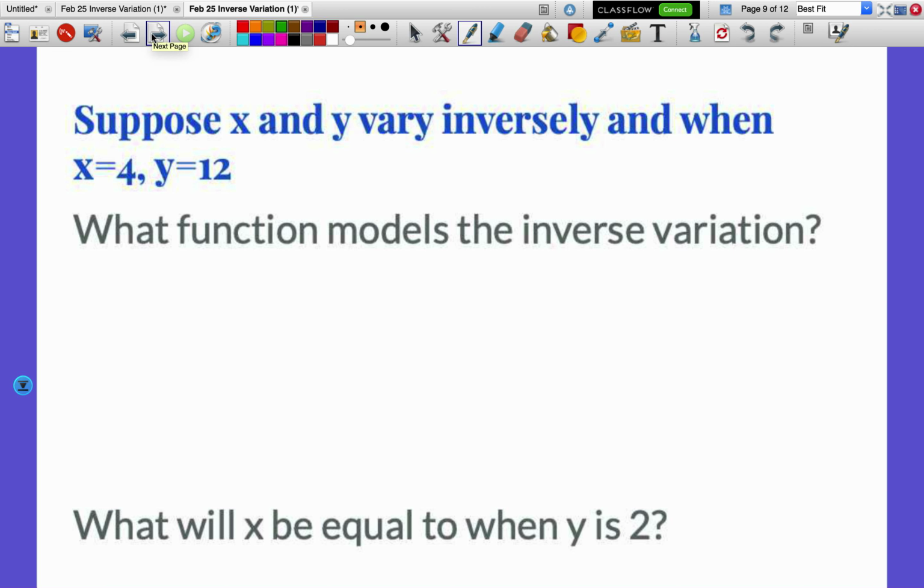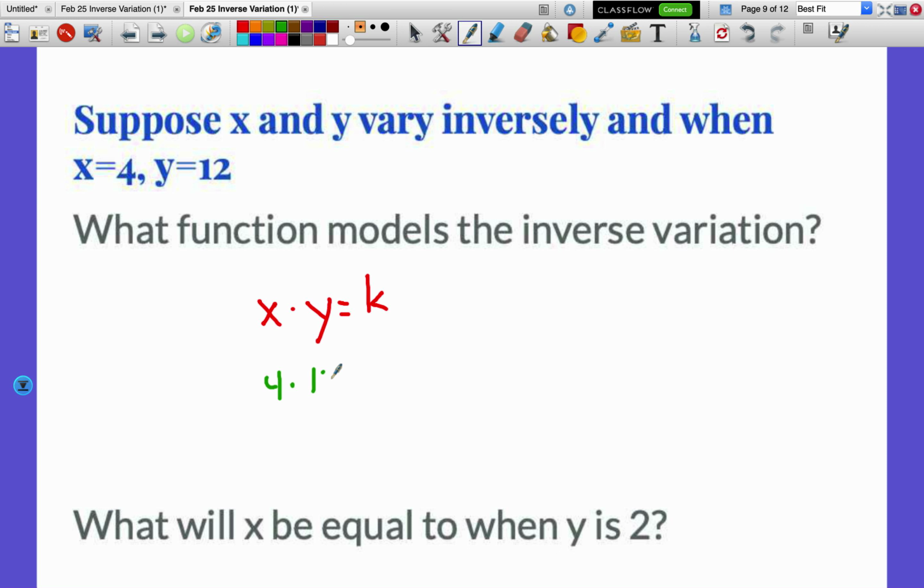All right. Now suppose we know that x and y vary inversely, and we also know that when x is equal to 4, y is equal to 12. Because these vary inversely, they must have a constant product. So x times y must equal some constant k. Let's use this example to figure out what k is.